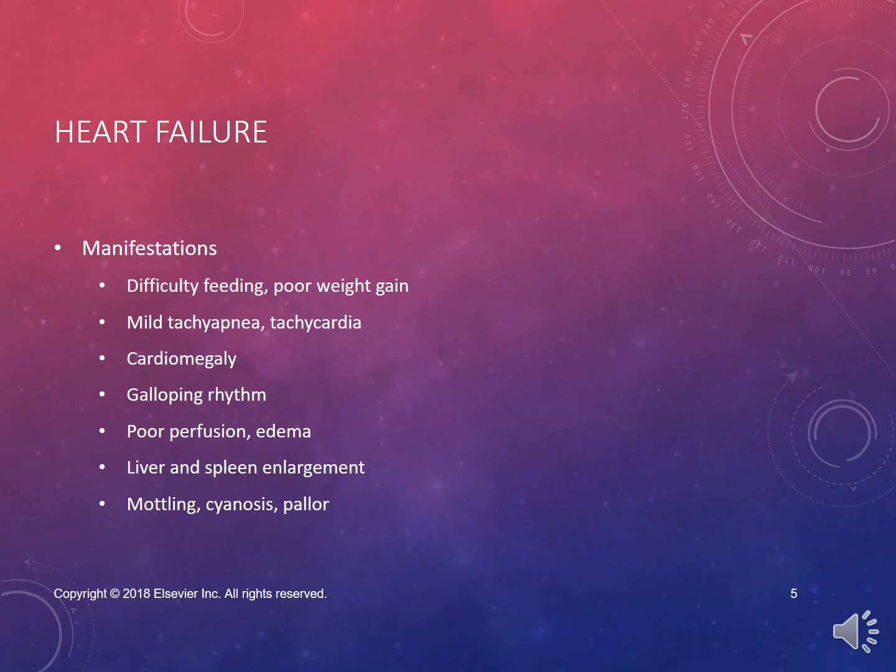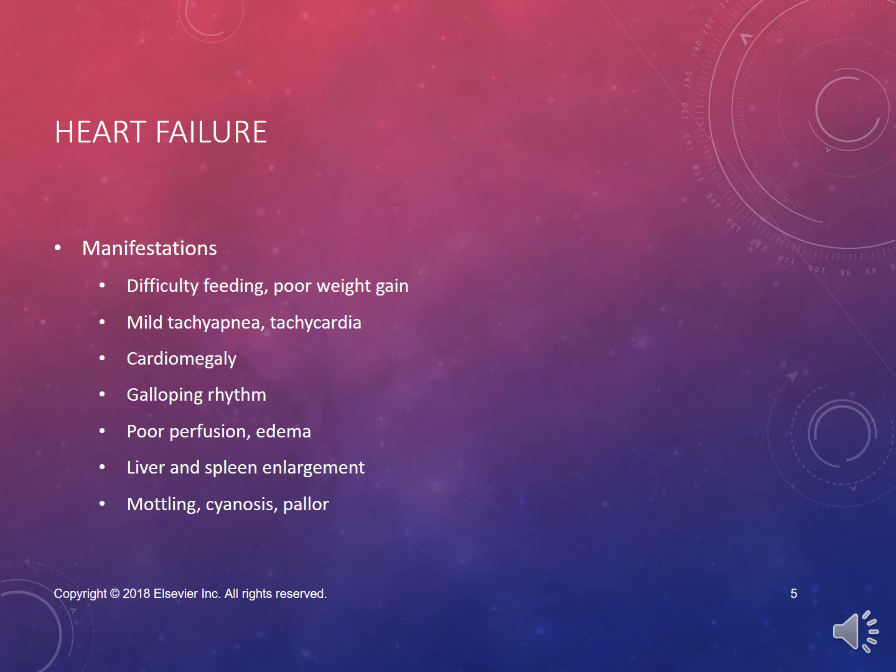Lab work that may be drawn: we may draw an ABG, which is arterial blood gas, and this is just to see how severe the oxygenation or deoxygenation is. A CBC, they will present with some form of anemia. White count may not be elevated unless it is an infectious process.